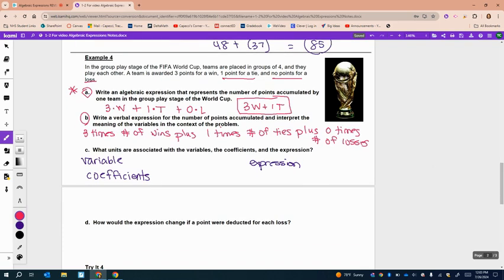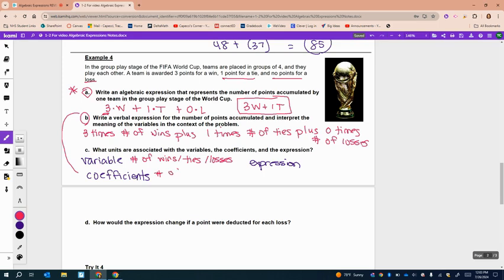Okay, let's look at letter C. What units are associated with the variables, coefficients, and the expressions? Remember, the variables are the letters, right? So that's the variables, the wins, the ties, the losses. So they are the number of each of them. Wins, ties, losses, right? Now the coefficients, that's the number, right? They're the number in front of those, the variables.